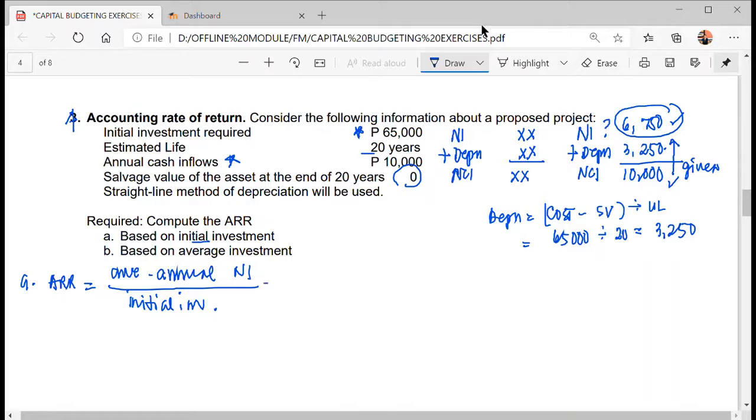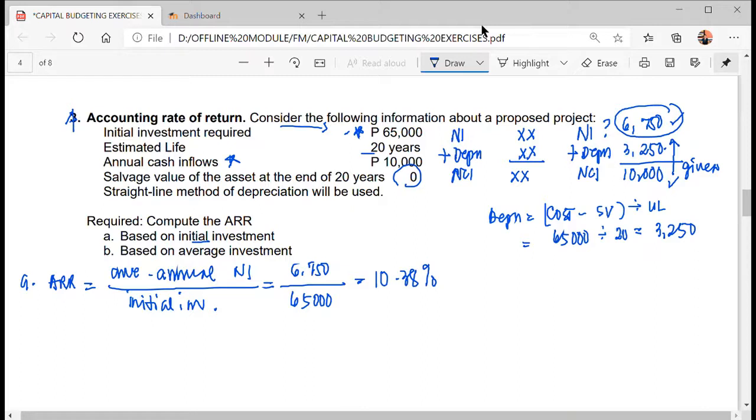Now we can put it in the formula. 6,750. What is our initial investment? It is given, so no problem: 65,000. So 6,750 divided by 65,000 is 10.38%.